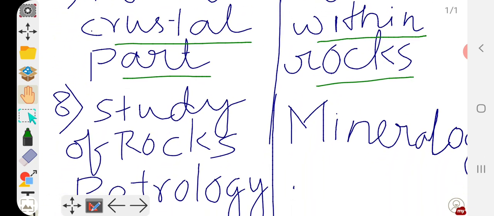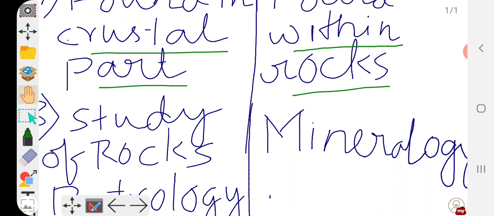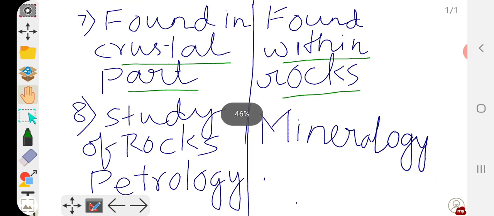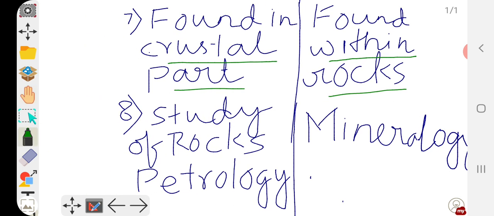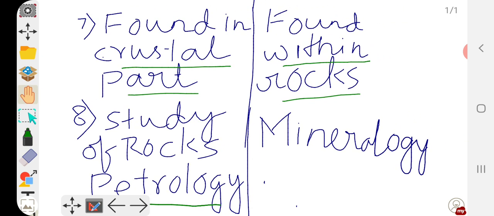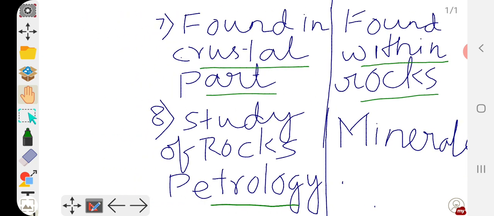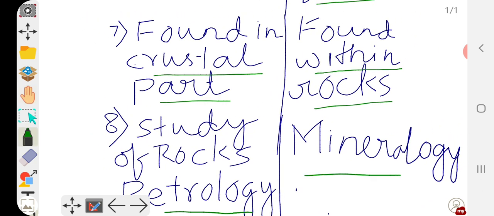Now the study of rocks is termed petrology. And the study of minerals is termed mineralogy. So these are the 8 points of difference between rocks and minerals.